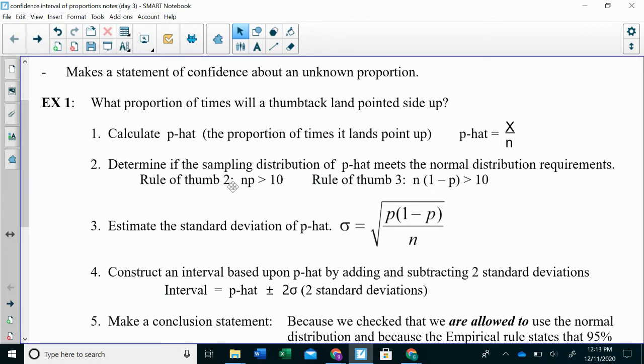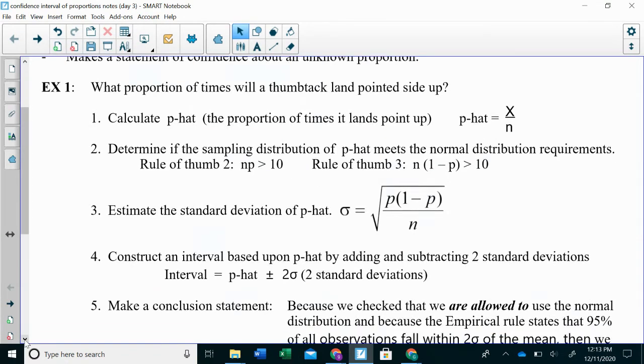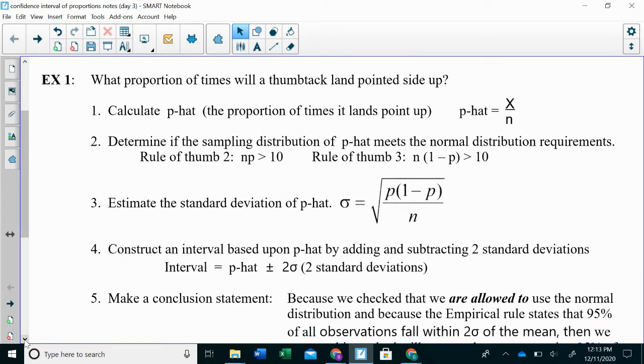So rule of thumb number 2 and rule of thumb number 3. Take a minute or two just to confirm that those two requirements do exist. From there, the third step, we can estimate the standard deviation of p-hat using this formula that we investigated in a previous lesson: the square root of p(1 minus p) all divided by n.